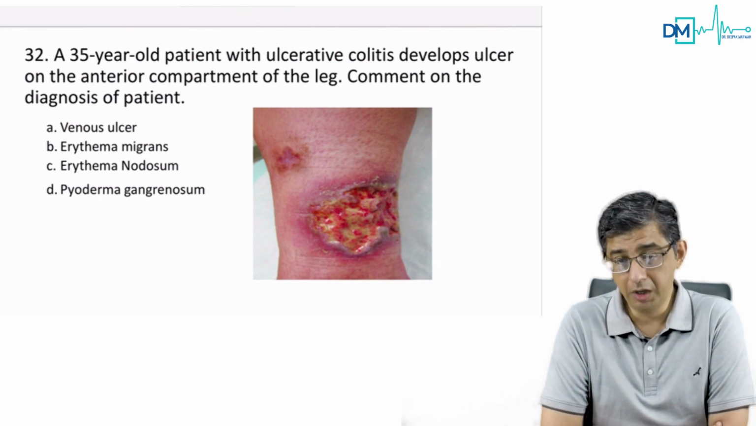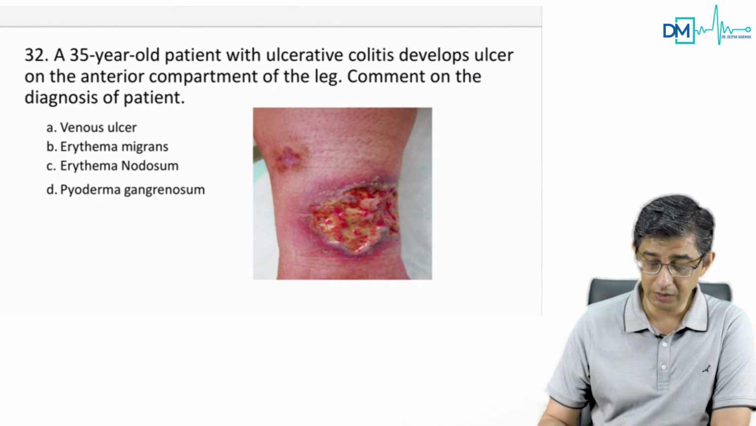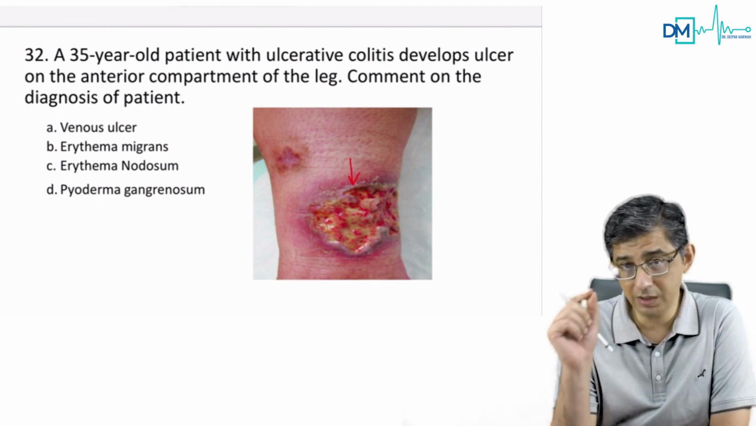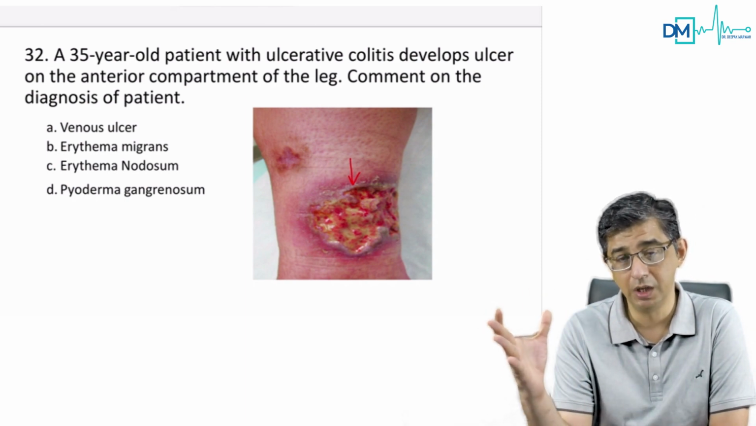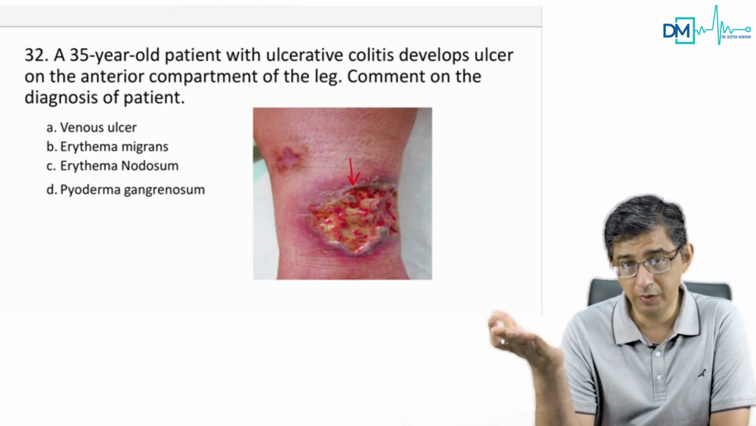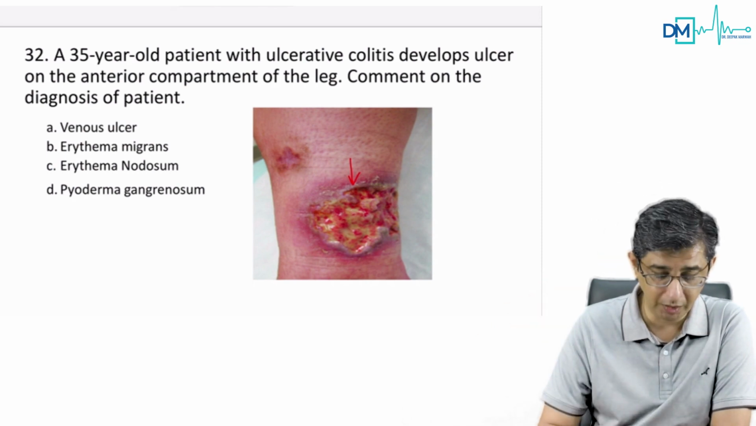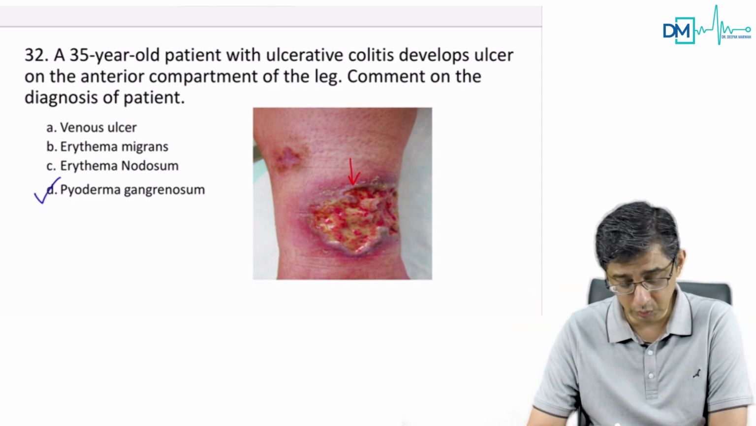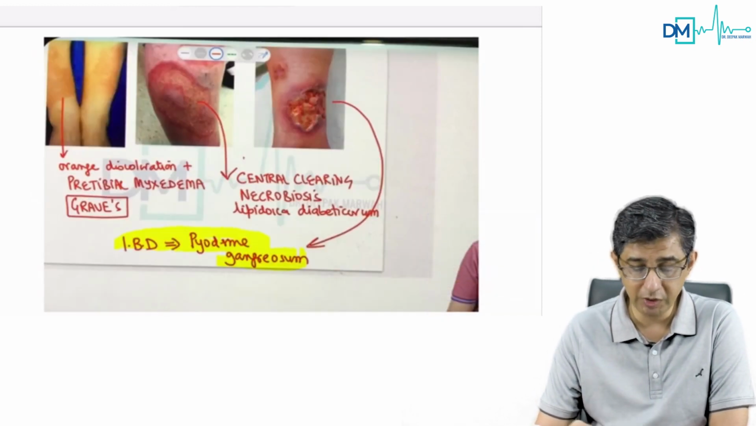This is the image I was talking about. A person with ulcerative colitis is having an ulcer on the leg. You see, they always ask you about extra-intestinal manifestations of inflammatory bowel disease. Whenever it is inflammatory bowel disease and an ulcer is developing, it's going to be pyoderma gangrenosum. You can go through the app section on inflammatory bowel disease, where I have described these manifestations.